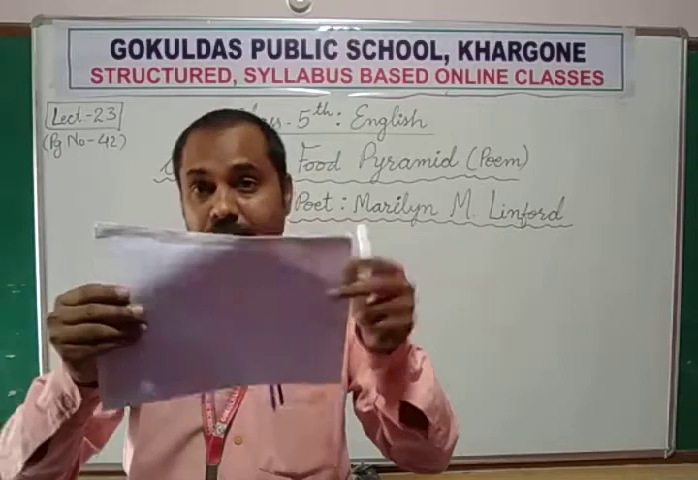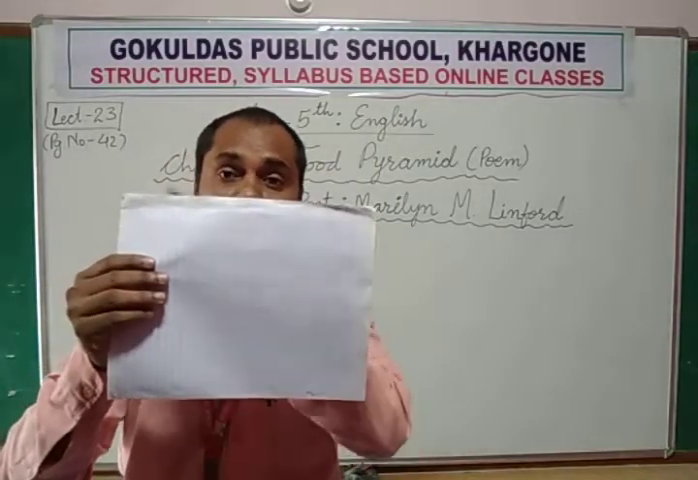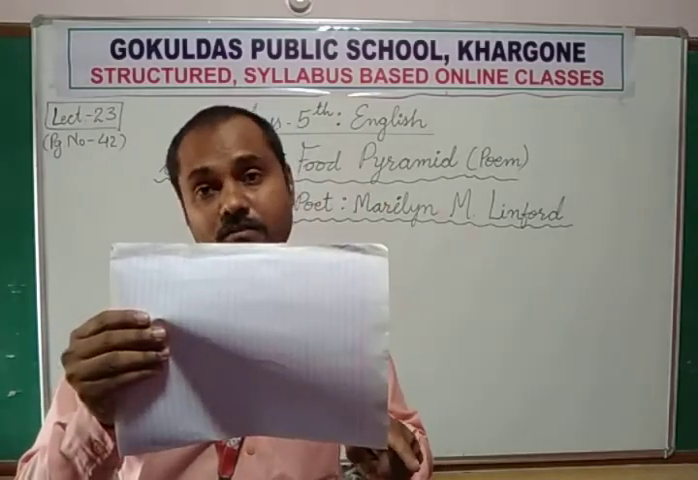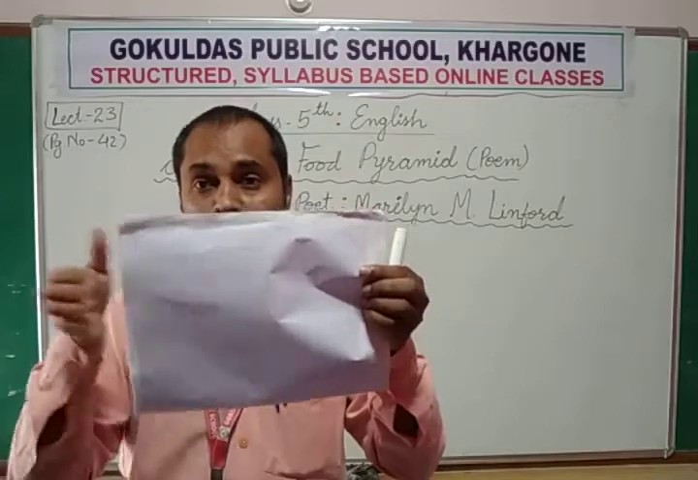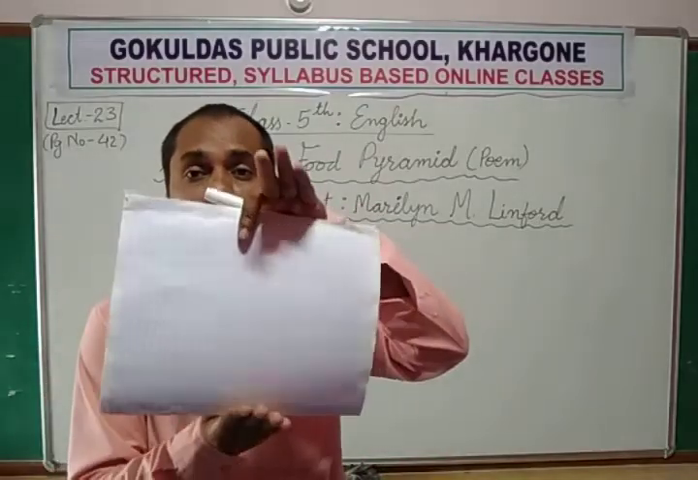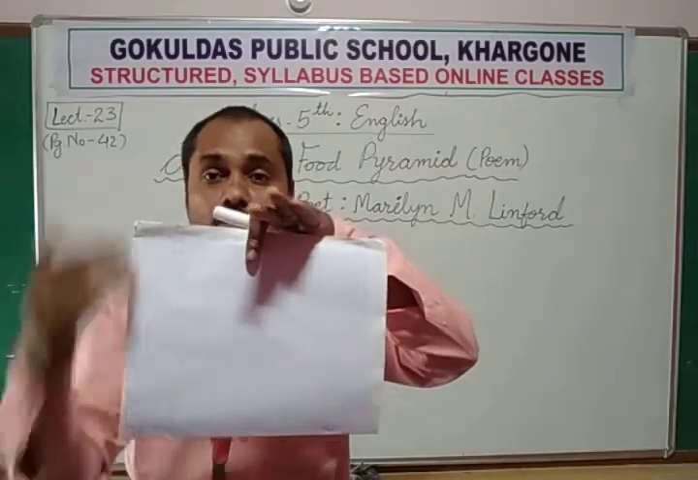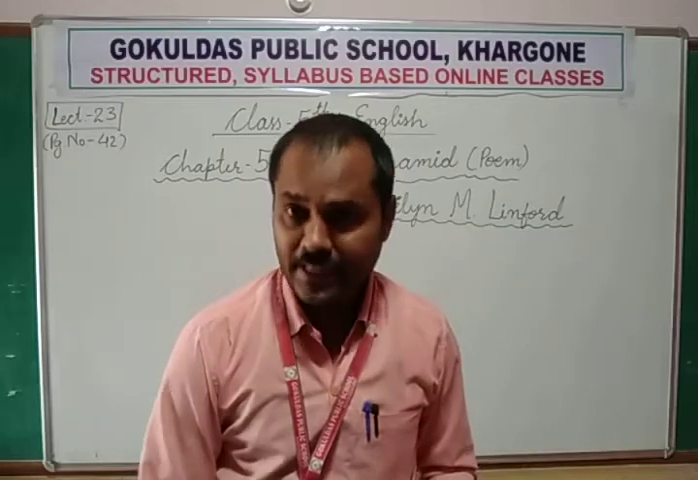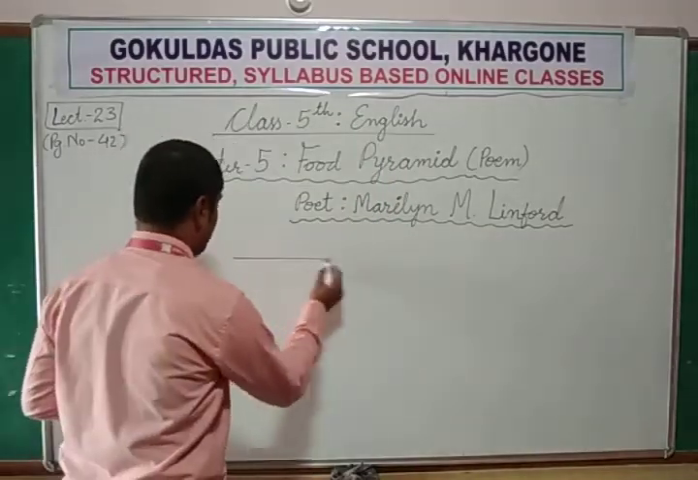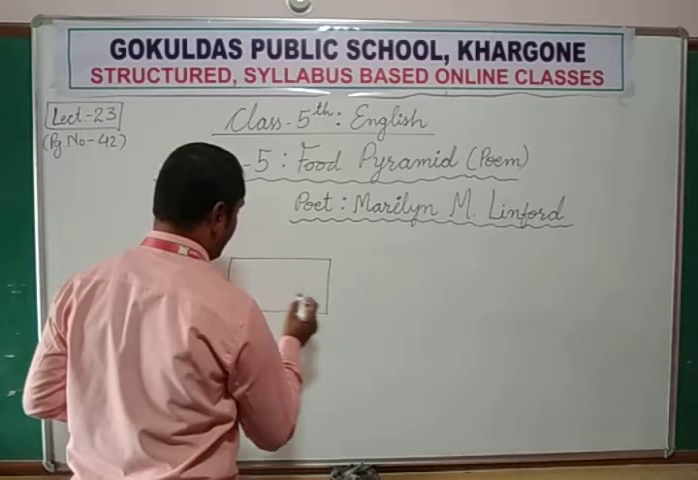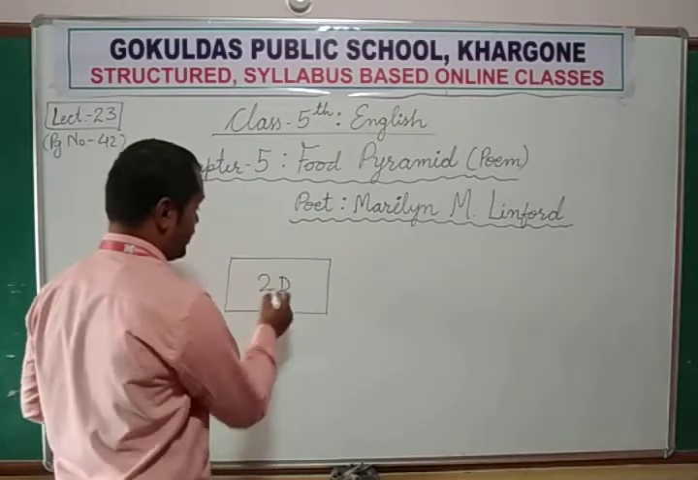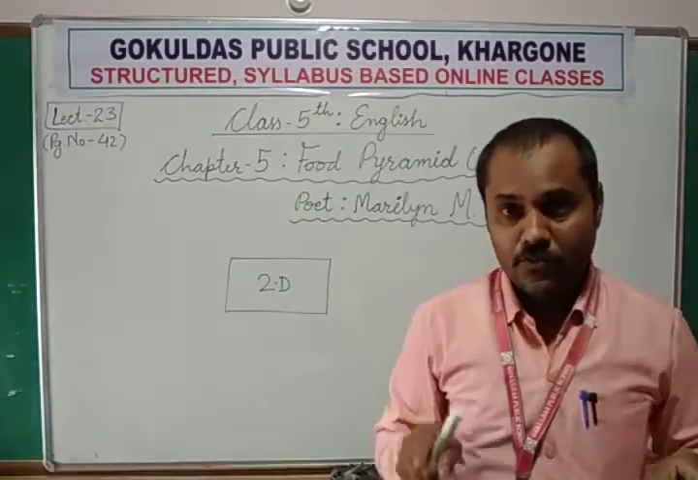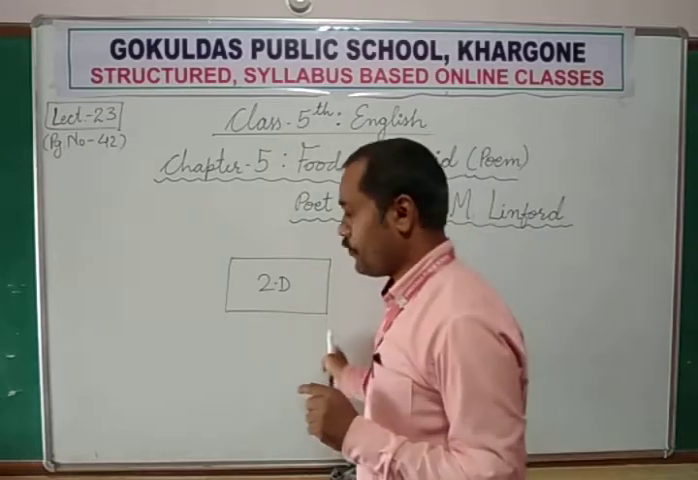This type of structure has one side of length and one side called breadth. These both sides are equal, and these opposite sides are equal. So this type of structure is called a rectangle, and this rectangle is 2D. 2D means two-dimensional. We have two dimensions, length and width. We call it width or breadth.